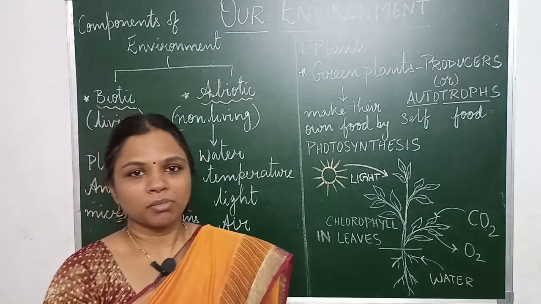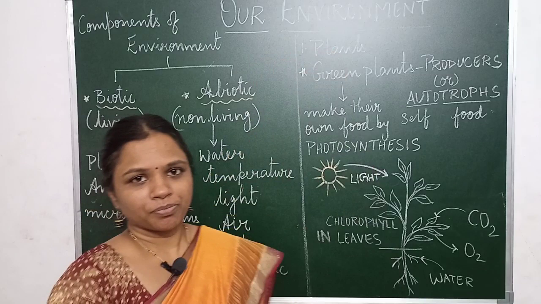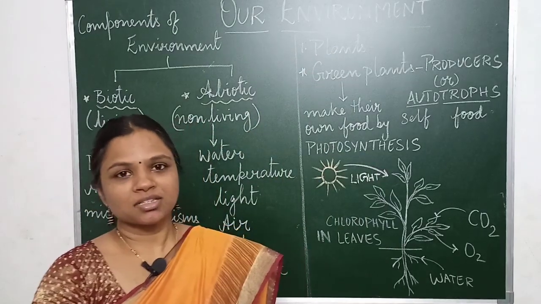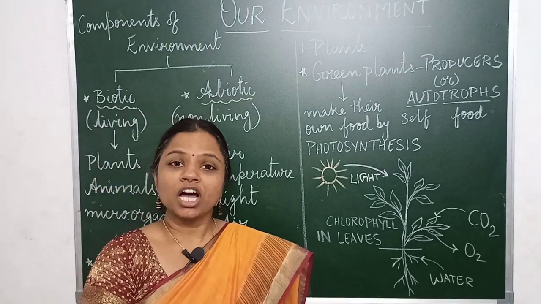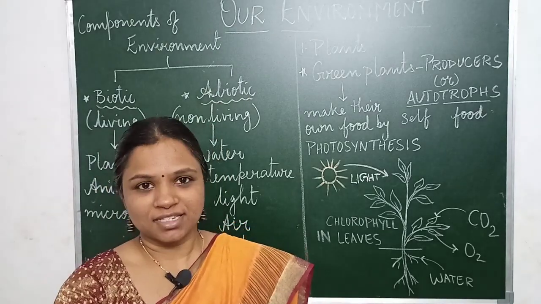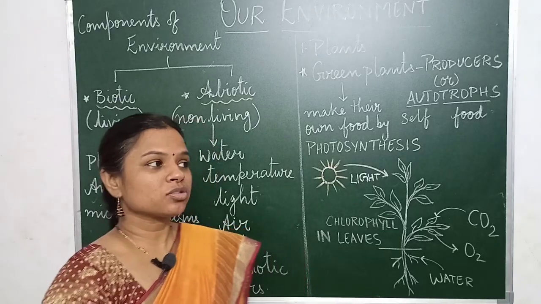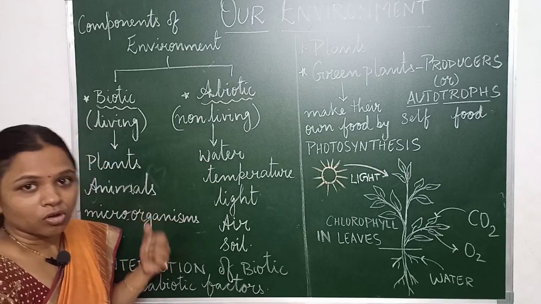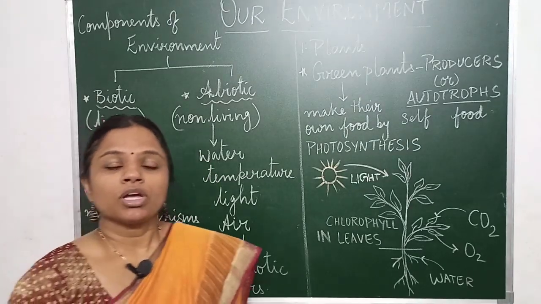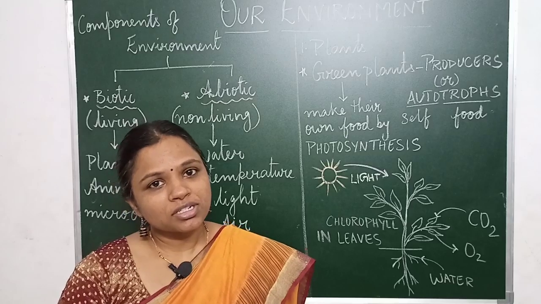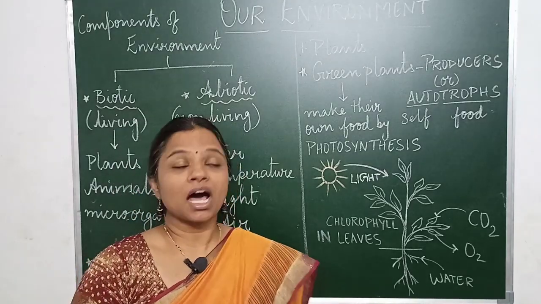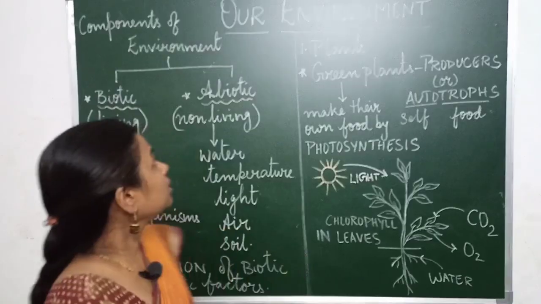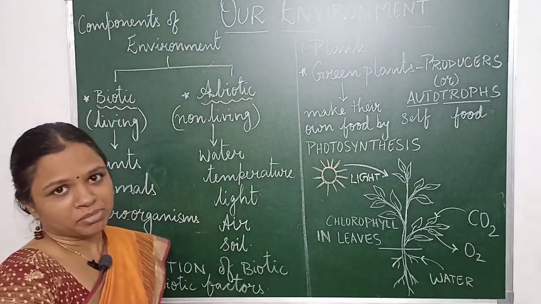Today we'll be learning about our environment. What do we see around us? We see different types of plants, different types of animals which are different in shapes and sizes. Not only that, we also see different types of non-living things also. Yes? So, here both the living organisms and the non-living things are present in our environment. They make up the components of environment.